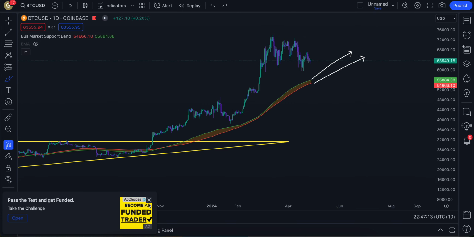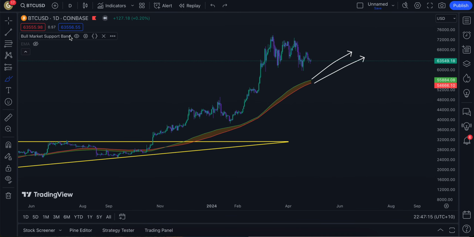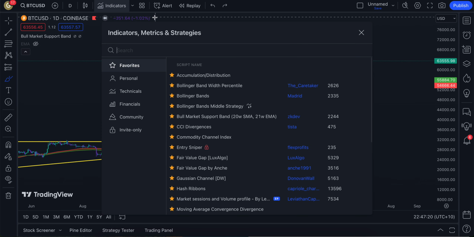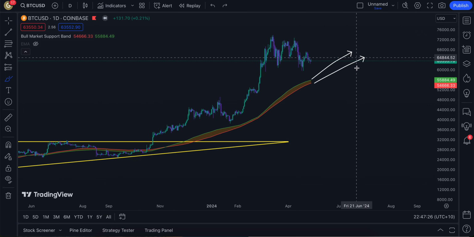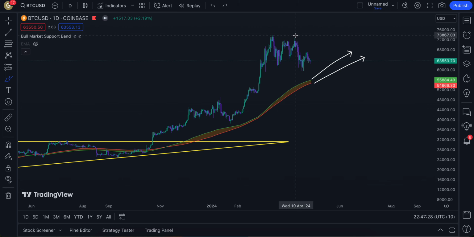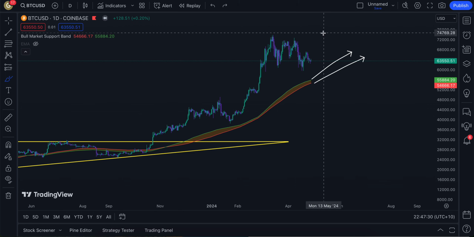So that's a little bit of knowledge around how I use the bull market support band in particular, which you can, as an indicator, just search in here as well. It's just bull market support band right there, bang. Favorite it so you can keep it. It's the ZK Dev one, and you can use that to trade. And that's the only EMA slash MA that I like to use at the moment.